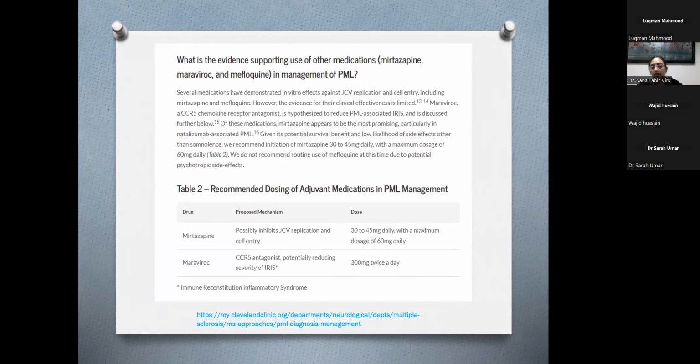We all know that we treat IRIS with pulse therapy in PML, but we also initiated this patient on mirtazapine. We found some evidence in the literature, so we started it on a trial basis. Mirtazapine has a promising role in PML and specifically in natalizumab-associated PML, but we did not have any other option. Mirtazapine is known to reduce cell entry and JC virus replication. This is the link of the literature.